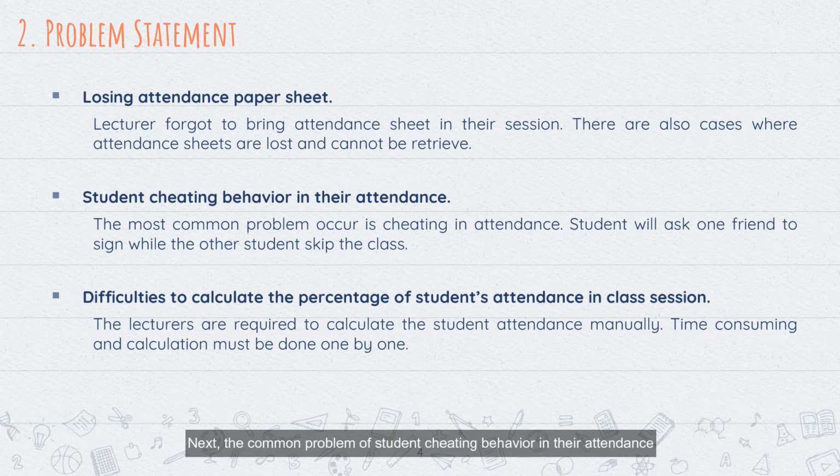Next, the common problem of student cheating behavior in their attendance. A student will ask one friend to sign for them while the student themselves skips the class by staying inside the campus. Last but not least, the difficulty of calculating the percentage of students' attendance in a class session. The lecturers are required to calculate the student attendance manually by filling up a form. This is rather time consuming and the calculation must be done one by one.